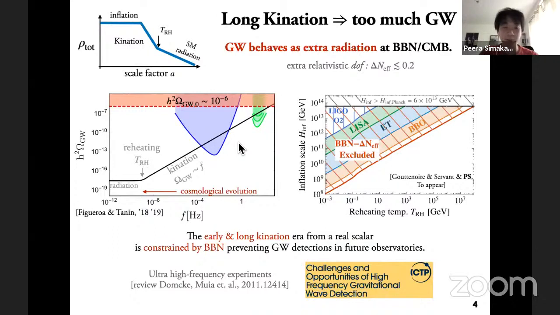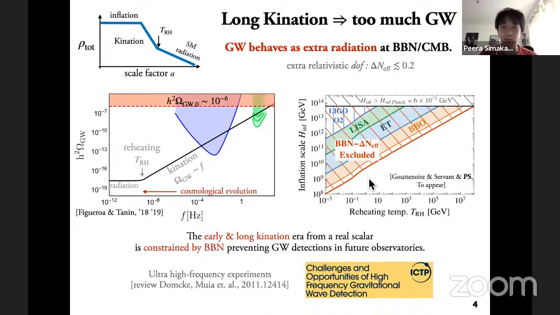Now we can play around: you can consider kination that lasts a shorter period of time, so you can move around the reheating temperature, which moves the point of enhancement, or you can lower the amplitude by lowering the inflationary scale. However, as shown on the right, in the plane of inflationary scale and reheating temperature, the N-effective bound is very strong and it dominates all the detectable region of future experiments.